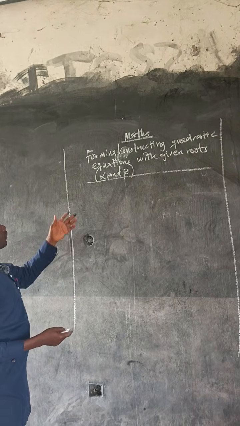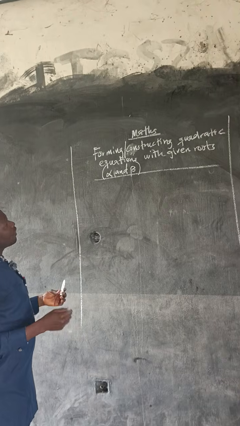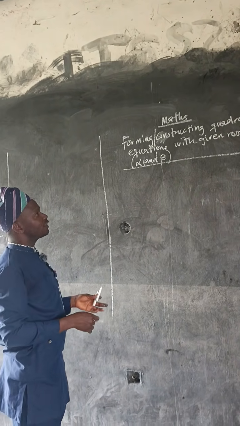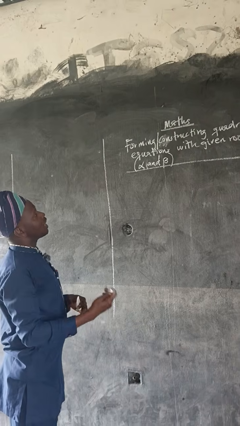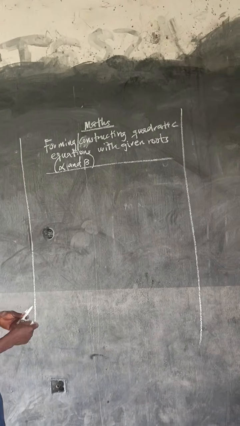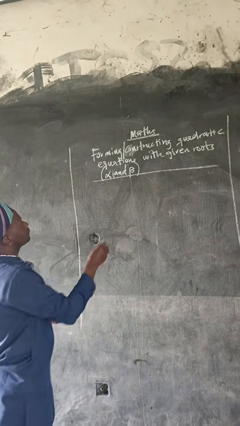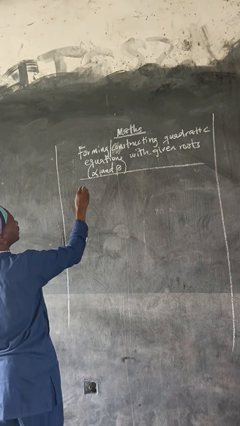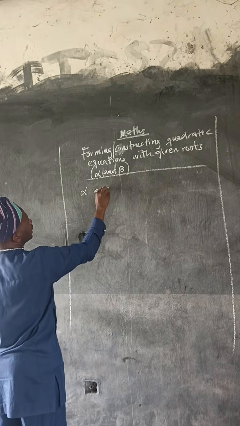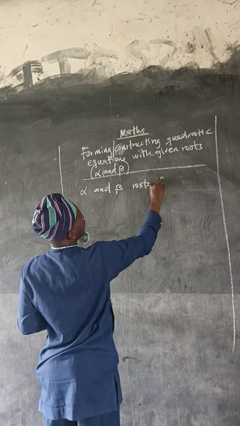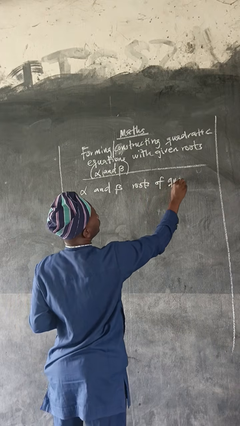So the topic before us is forming or constructing a quadratic equation from given roots. That is, you are given the roots of a quadratic equation and you have to construct the quadratic equation. What are the steps that you must follow? Now, take alpha and beta to be roots of a quadratic equation.